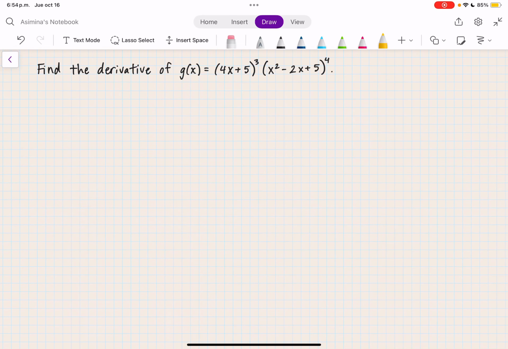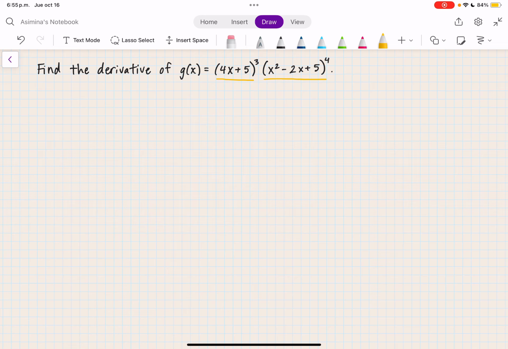In this video, we are going to find the derivative of g of x equals (4x + 5) cubed times (x squared minus 2x + 5) to the fourth. So here we can see that we have something to the third power times something raised to the fourth power. So we have a product of two things, which means we're going to want to use the product rule.